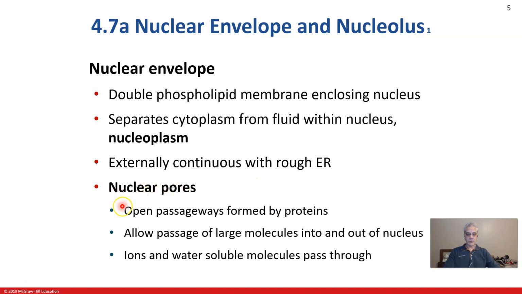And I said there are nuclear pores, so there are openings. Open passageways formed by proteins. They allow the passage of large molecules in and out of the cells. Only certain large molecules go. And ions and water-soluble molecules can also pass through. So they're bodyguards, right? They can allow some things to go in and out, other things are not allowed. And as I've said, DNA is one of those things that is not allowed to leave.